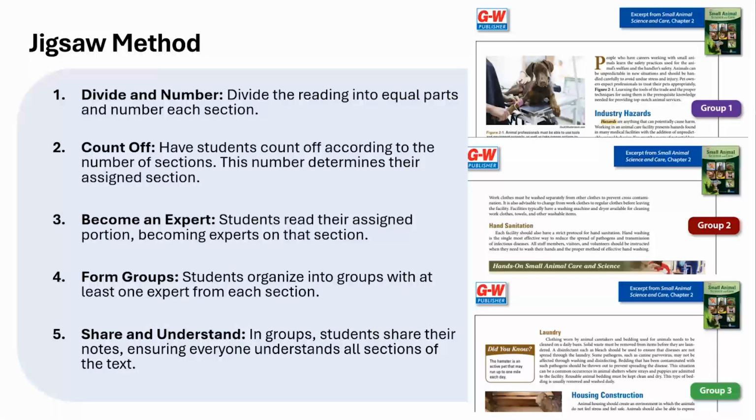So how does this work in your small animal class? As you can see on the right, you can take sections of your chapter and divide it into smaller sections. This is great to increase comprehension because many of our students, if you're like mine, when I was teaching, you would ask them to read the chapter and they would shut down because their reading level wasn't there.